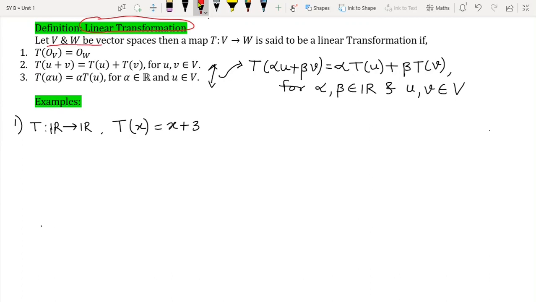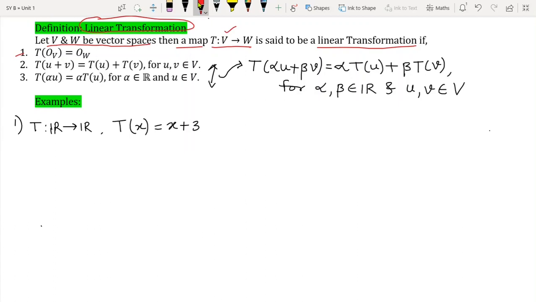Let V and W be vector spaces, then a function or a map T from V to W is said to be a linear transformation if first, T of 0V is equal to 0W. Next, T of u plus v is equal to T of u plus T of v. This should be true for all u, v in vector space V. So remember, this u and v are from what? Domain.